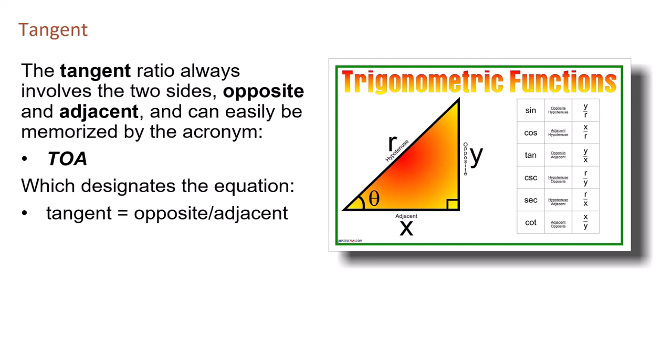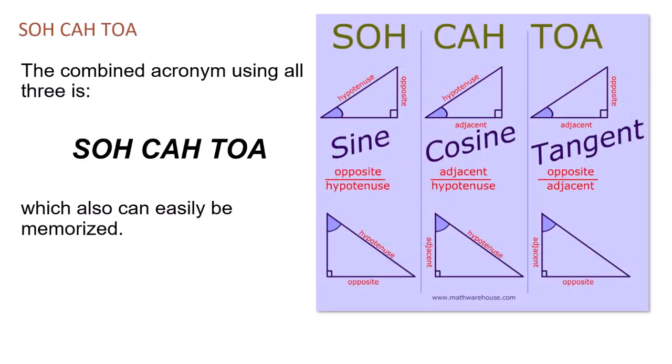The tangent ratio always involves the two sides opposite and adjacent, and can easily be memorized by the acronym TOA, which designates the equation tangent equals opposite over adjacent. The combined acronym using all three is SO, CA, TOA, which also can easily be memorized.